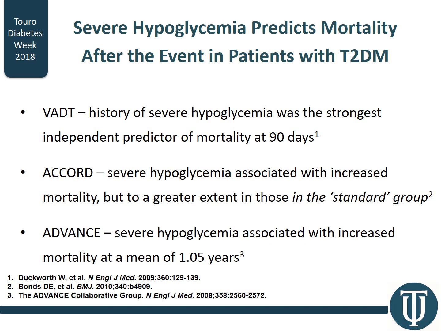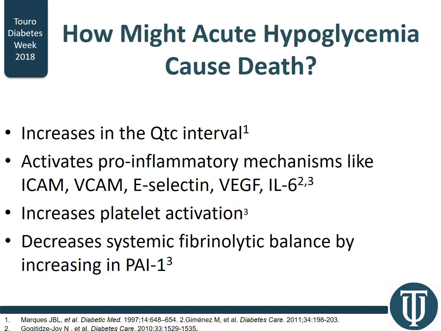Severe hypoglycemia was associated with increased mortality in both groups, and in the ADVANCE study, severe hypoglycemia also increased mortality. So not only do these severe hypoglycemic episodes feel bad at the time, but they increase mortality. So how do they increase mortality?